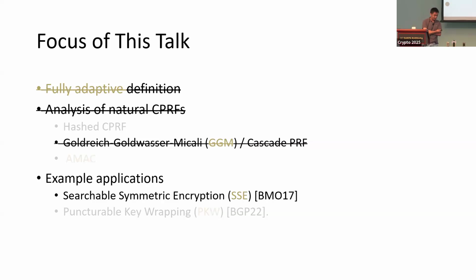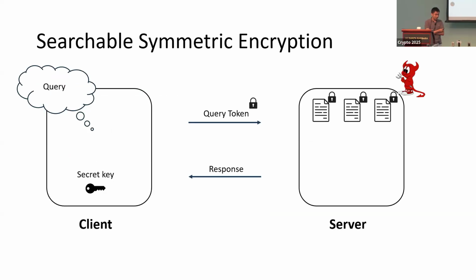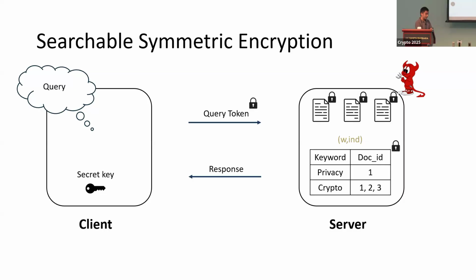Okay, so lastly, let's see one application called SSE. In searchable symmetric encryption, there are two parties, the client and the server. The client has a key, and the server has encrypted files. The client will send a query token that is encrypted, and then the server will make a response. Here, to facilitate search, the server will also keep the keyword to document index table that is also encrypted.